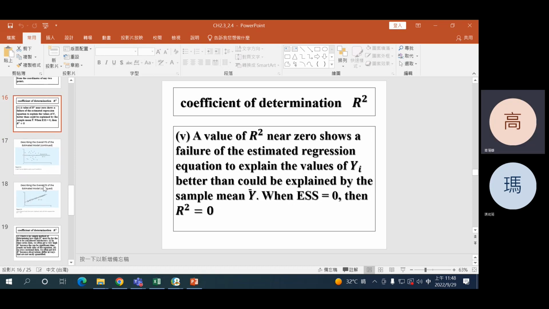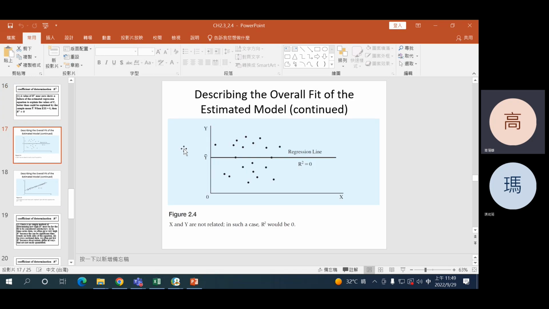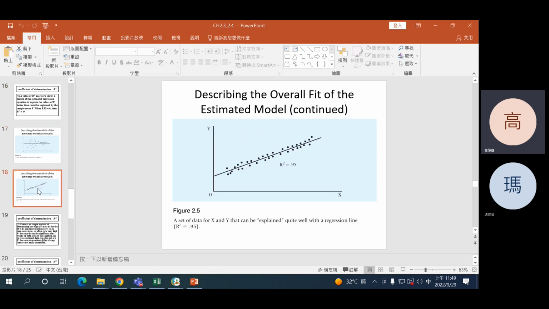I think in the diagram you can see that R square is very high. Although it is as high as 95%, 0.95, those points are still not on the line.